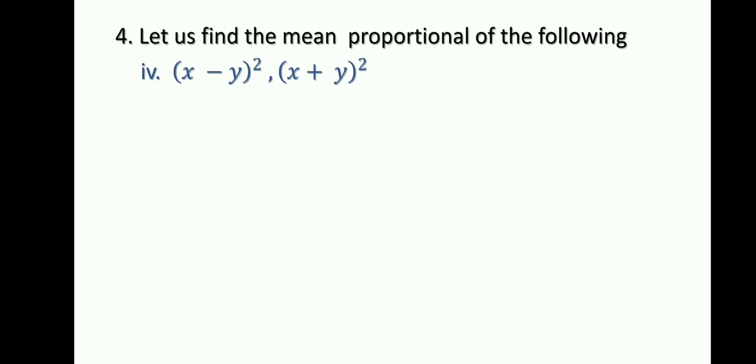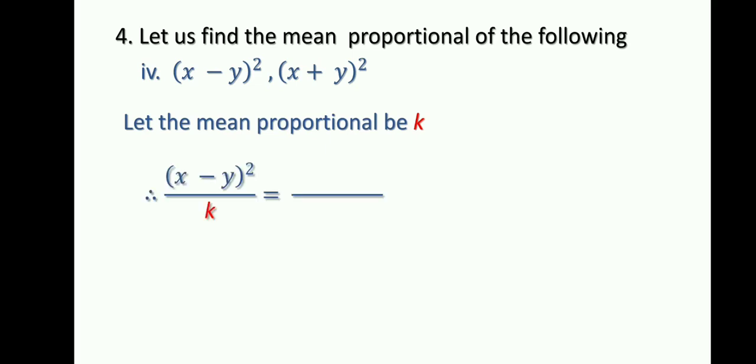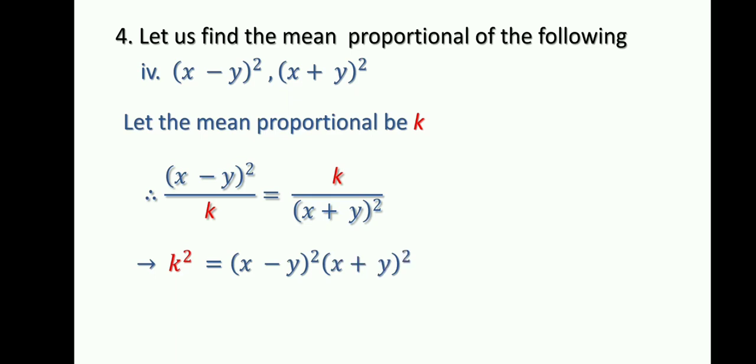Means what is given to you? First proportional is given to you and third proportional is given to you. Means A is given to you and C is given to you. What you don't know is B. So let the mean proportional be K. Remember this. It's like A by B is equal to B by C. That's what we are writing here. You see, cross multiplied. So after cross multiplication, this is what we get.